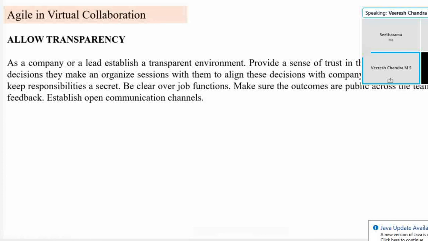So if there is no transparency, if a team leader is behaving in an egoistic manner, let us say, the system is not at all transparent. So what will happen? No one will know what is happening and no one will suggest any solution for that. Whatever he says, we do. And finally, what will happen? The end product will not be good.